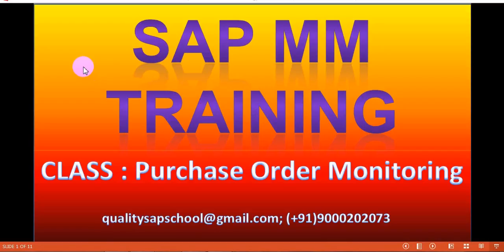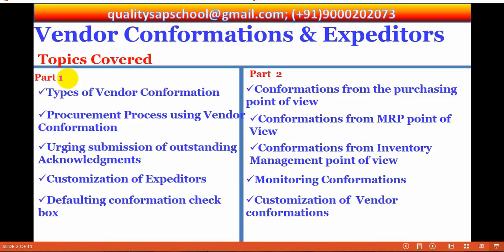Today let us discuss purchasing order monitoring. Under this subject matter, we will be covering the topics in part 1: types of vendor confirmation, procurement process using vendor confirmation, urging submission of outstanding acknowledgements, customization of expediters, defaulting confirmation checkbox.